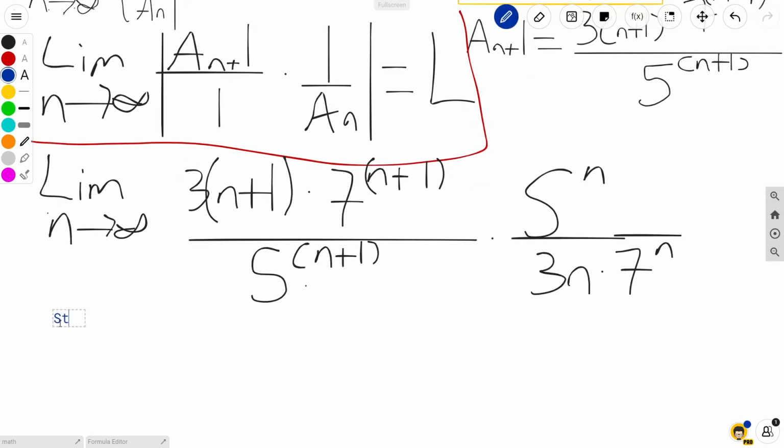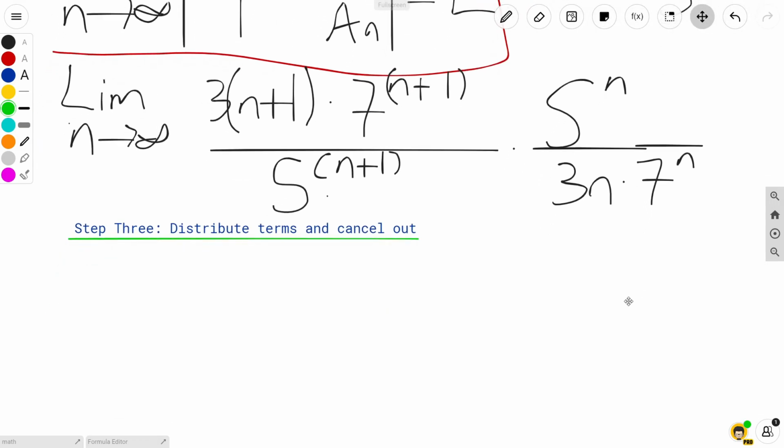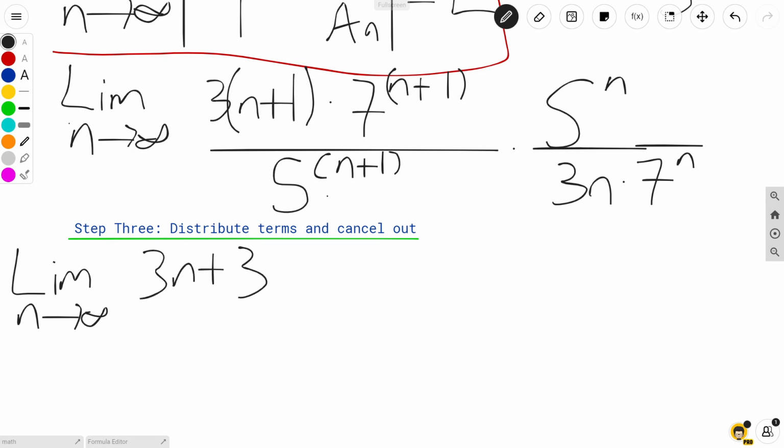For step 3, all we simply do is a little bit of algebra. We distribute the terms and cancel stuff out. So that's what we do for step 3. In doing so, we're going to go ahead and distribute all the terms out. So the limit as n approaches infinity of 3n plus 3, and this term is still together. Because there's a plus sign, I'm going to put parentheses. Otherwise, we would get a different answer.